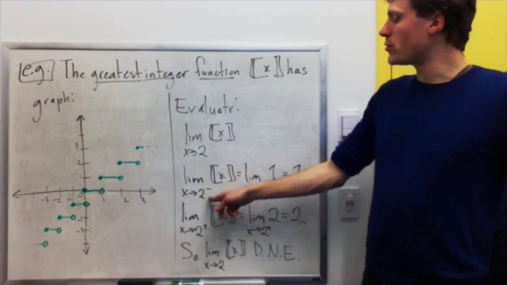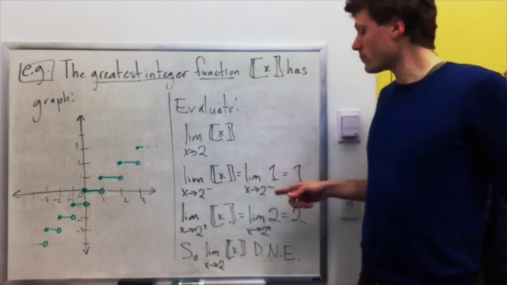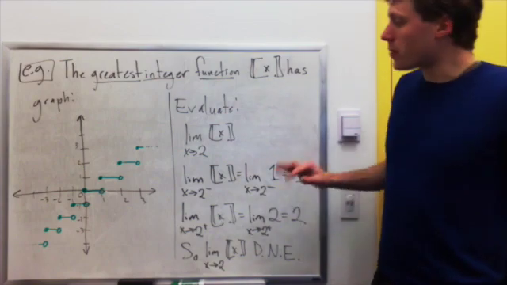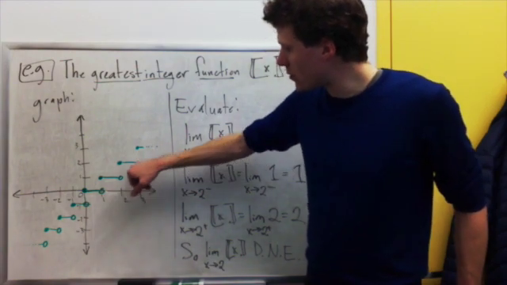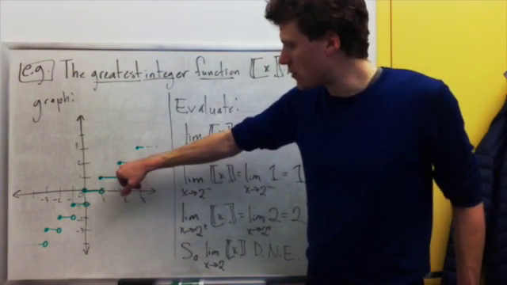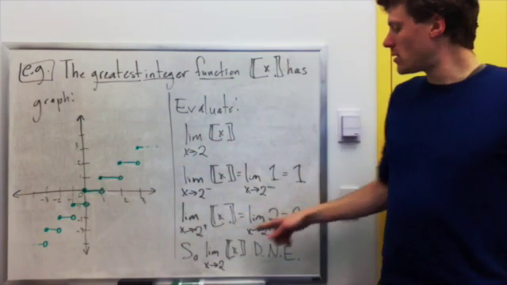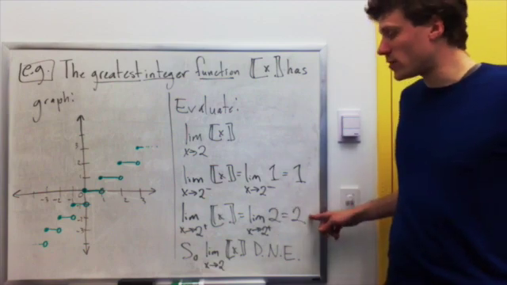So as I approach 2 from the left, I can replace the greatest integer function with 1. And then the limit of a constant is that constant, so it's 1. From the right, as x gets closer and closer to 2, the y value is constant, equal to 2. So as I approach 2 from the right, the greatest integer function is just equal to 2, and the limit of a constant is 2.